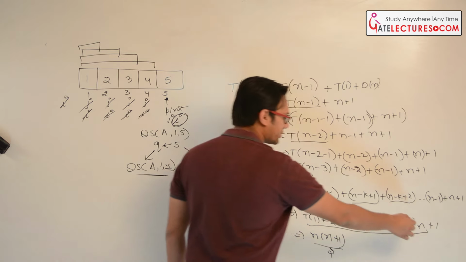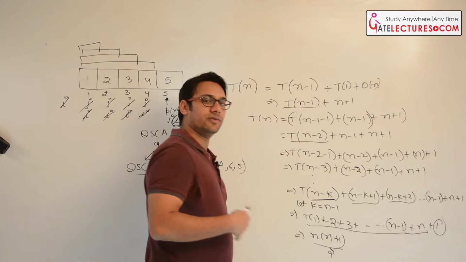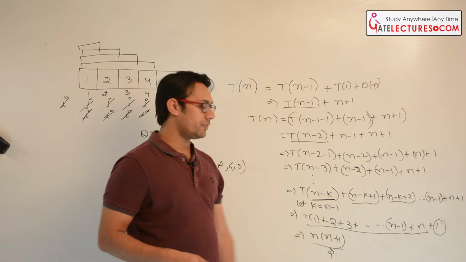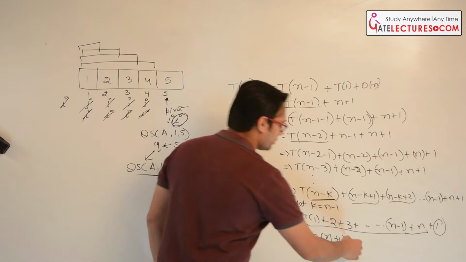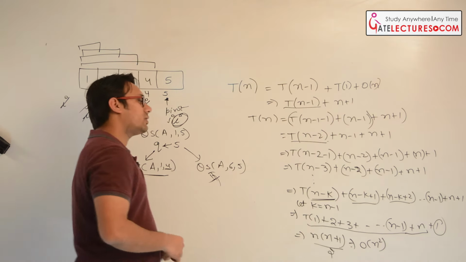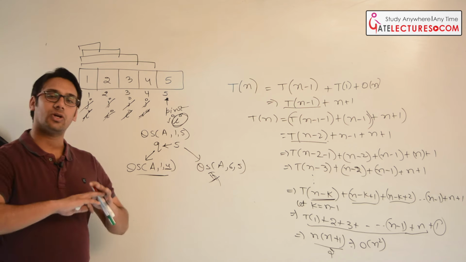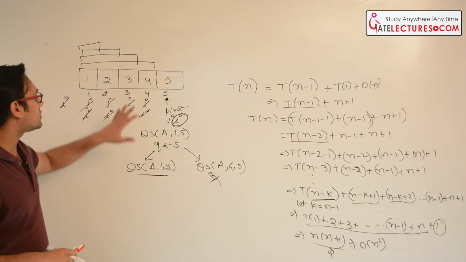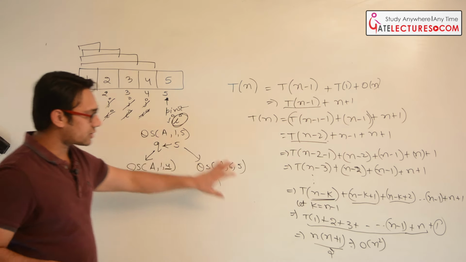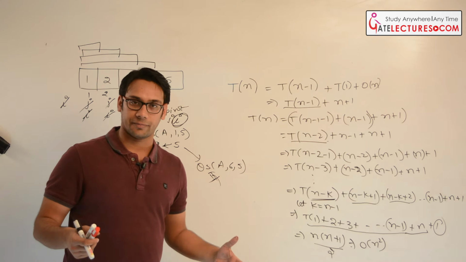I am just ignoring this value because, as you can see, in time complexity constants don't matter, so I could have ignored it here also. Fine. So this will be equal to order of n square. That means if you are doing quick sort and the data is already sorted, either in increasing order or in decreasing order, then quick sort will take the maximum amount of time.